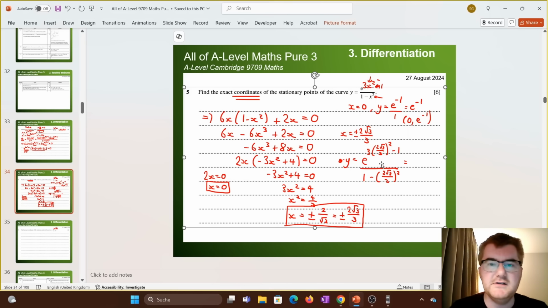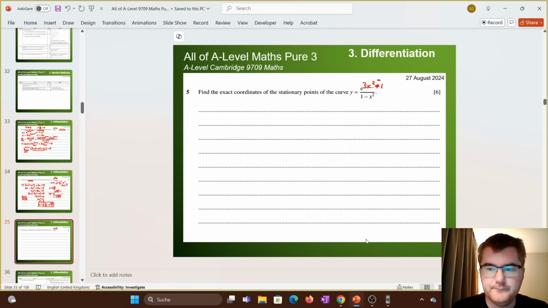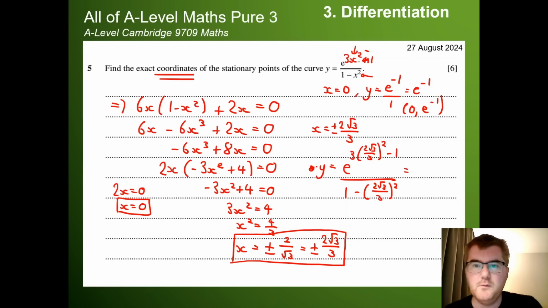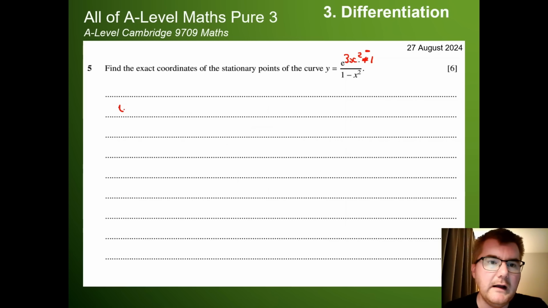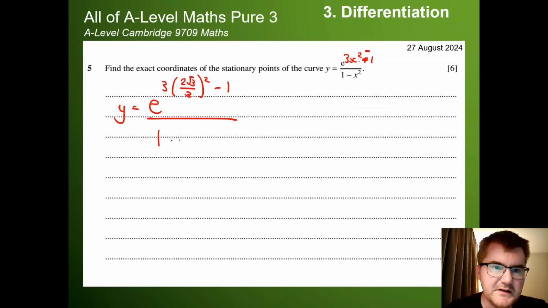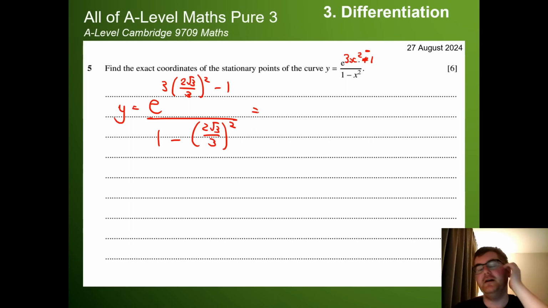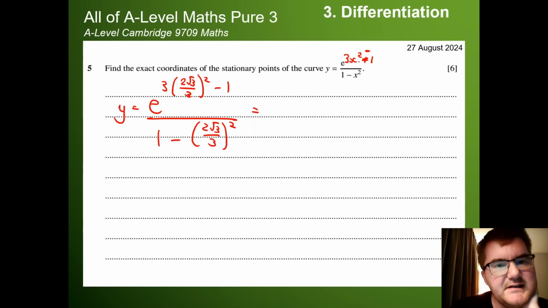Let's create a new slide. So we've got a bit of space to work this out. So we have y equals e^3. Sometimes the calculator will actually work it out for you with exact values, depending on your model. So that's something to consider. So 2 root 3 over 3 squared. Okay, let's think about this. So we've got times in by itself.